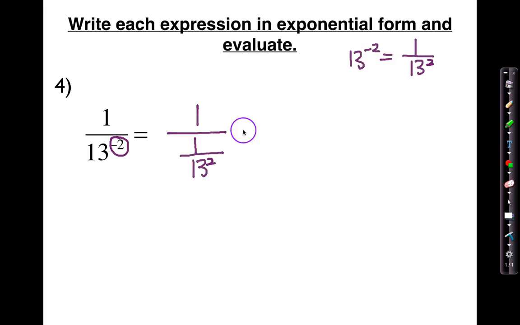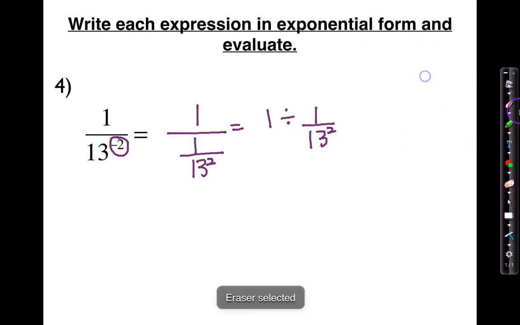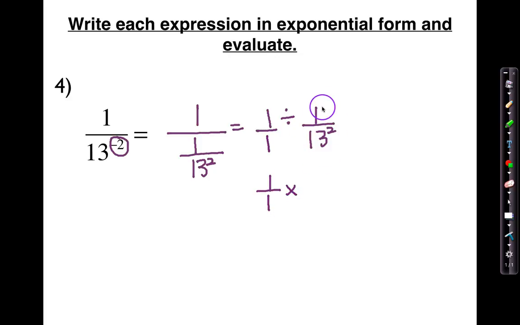Now here we have a messy fraction, so we're going to clean that up a bit. We're going to do 1 divided by 1 over 13 squared. So just because this one's a fraction, I think it's going to be a little bit easier to make things cleaner if I make 1 as a fraction as well. So I'm going to go ahead and write it over 1. So now that we have that, I'm going to rewrite it as 1 over 1 times the reciprocal.